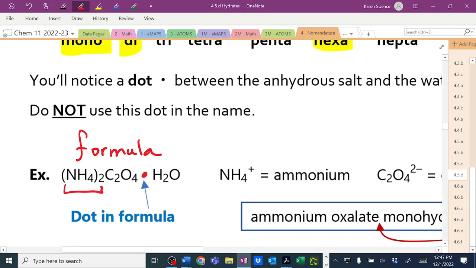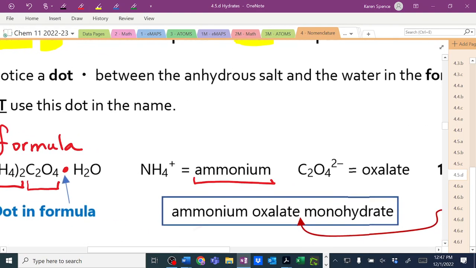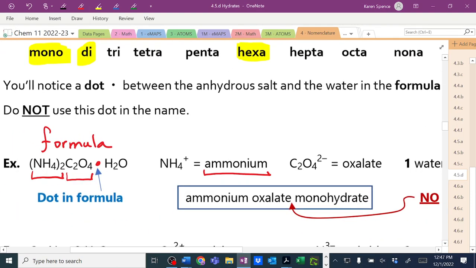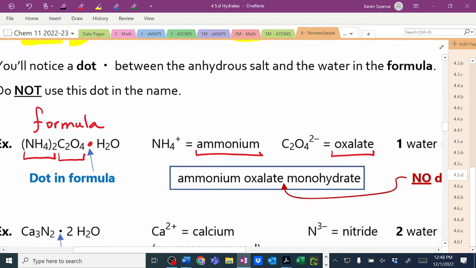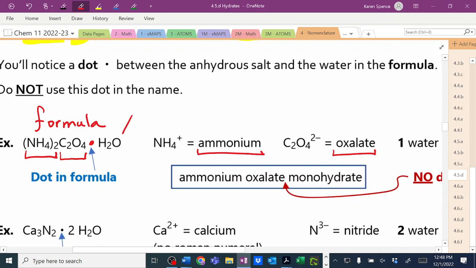NH4 we know is ammonium. C2O4, you might have to look that one up. It is oxalate. Watch out, a lot of people see C2O4 and they go with Cr2O4, which is a different ion altogether. Just be careful, right? C2O4, that's oxalate, so we name it ammonium oxalate. And then we write, because there's one water, monohydrate.